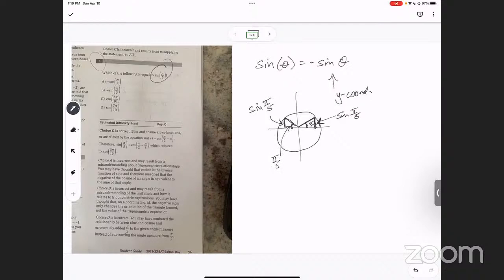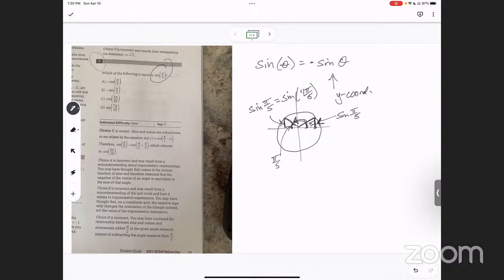Not really. Wouldn't it be like 4 pi over 5? Well, I'm telling you that this angle is pi over 5, the reference angle. So this full angle right here, you're right, is 4 pi over 5. Good job. So the sine of pi over 5 is equal to the sine of 4 pi over 5. But that's not one of my options. So now you have to figure out what 4 pi over 5 is the same as.